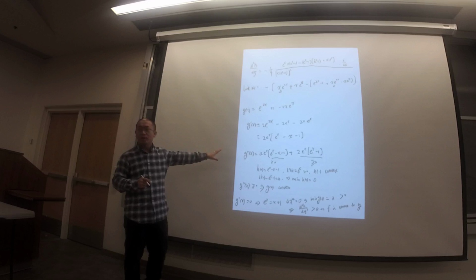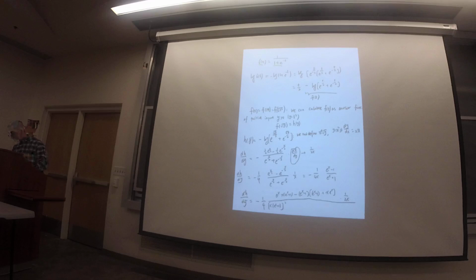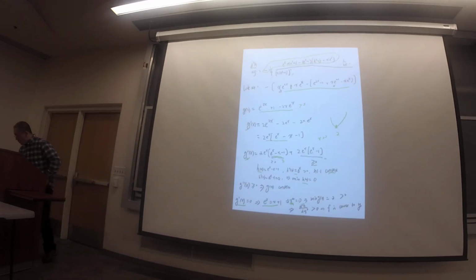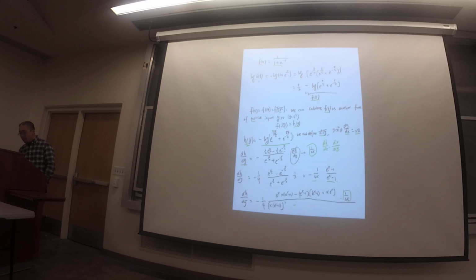The other guy is minus log e to the... meaning that the second order derivative of this h function is positive. Then this h function is convex. The h function is actually the function f in terms of t squared, right?